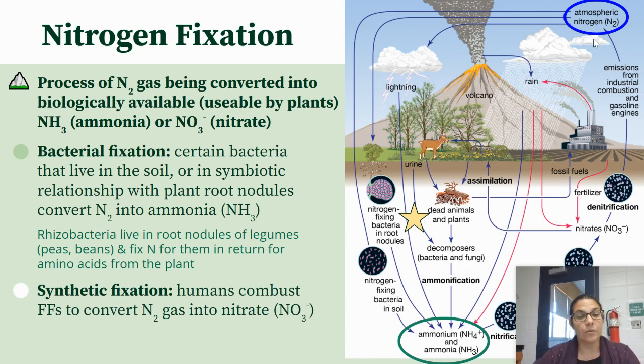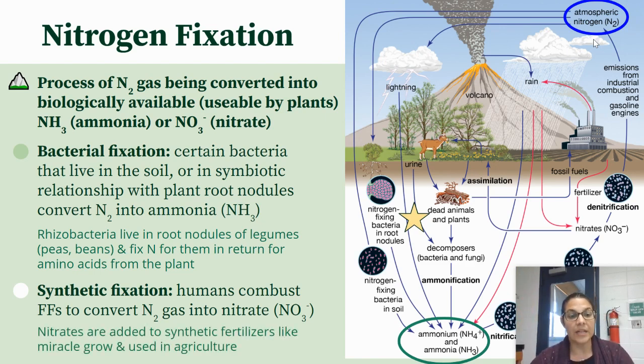Okay, we also do synthetic fixation, which is when humans combust fossil fuels and you convert that N2 gas into nitrate, which then is a usable form. Also, these nitrogen fixing bacteria, they're found in legumes. Okay, this organization of plants or family of plants. Peas and beans and clover all have nitrogen fixing bacteria on their roots, which is why if you have a really green lawn, you most likely have some clover in there, because clover is literally fixing the nitrogen from the atmosphere into a usable form.